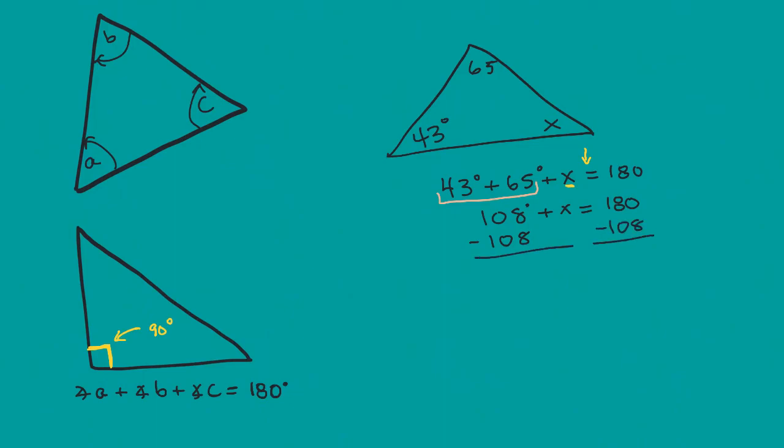Now, when I apply that, 108 minus 108 is 0. And on the left-hand side, I am left with X by itself, or positive X. That is equal to 180 minus 108, which is going to give us 72 degrees.